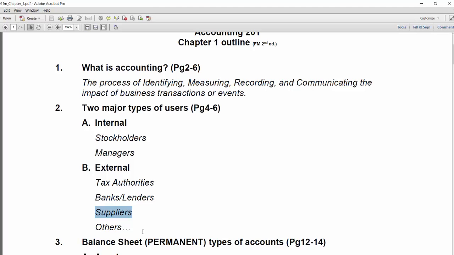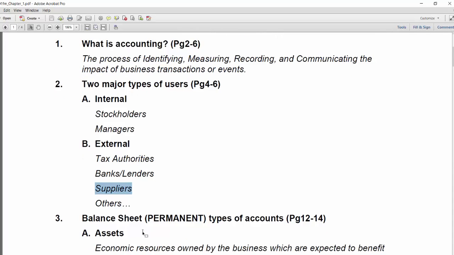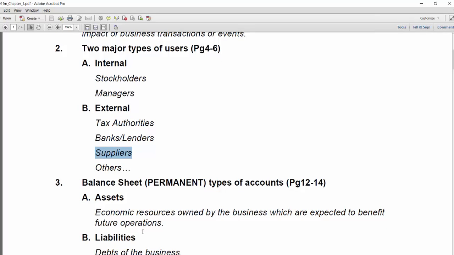We have two major kinds of accounts: permanent or balance sheet accounts and temporary accounts. Balance sheet accounts consist of the most important type, assets. Assets are economic resources that the business owns that are going to be useful in the future. So they have to be owned by the business and they have to be of some benefit in the future. Liabilities are simply debts of the business or amounts that we owe.